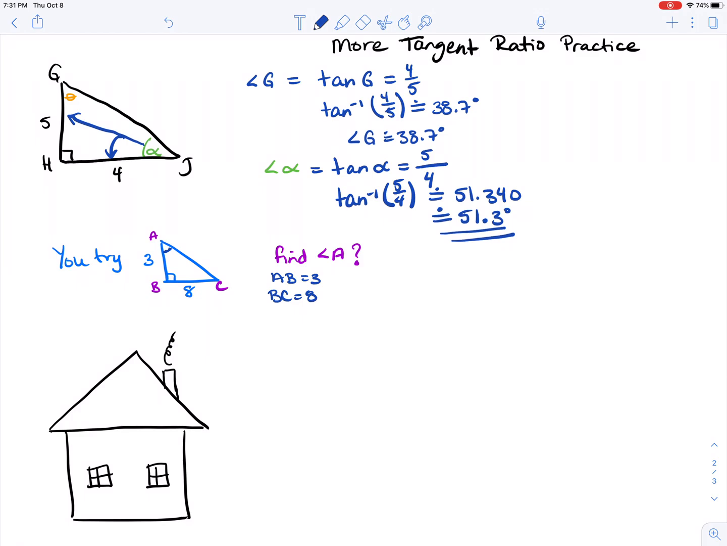Welcome back. I hope in your calculator you put inverse tangent of opposite over adjacent. And if you did, you should have gotten approximately 69.4 degrees.